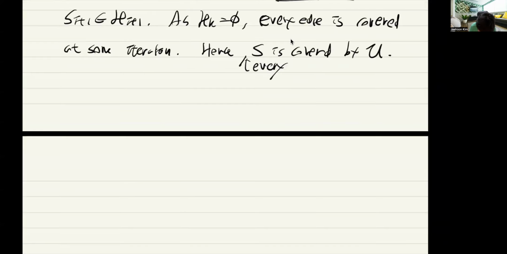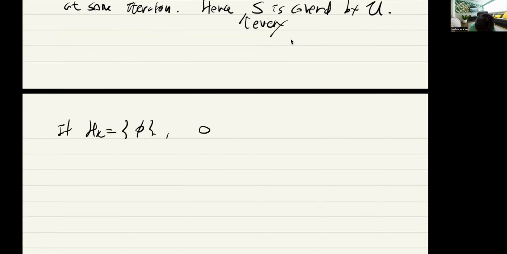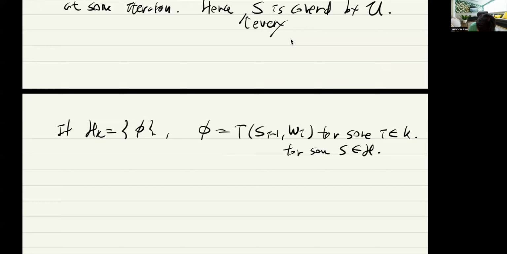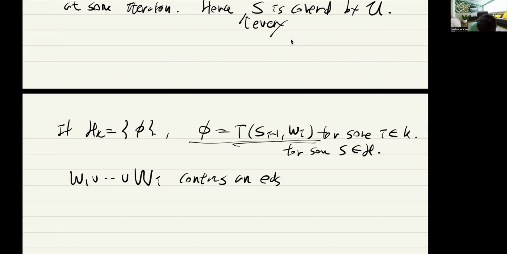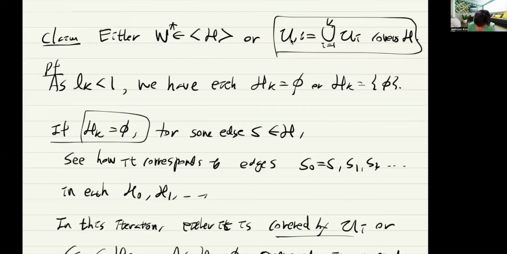And the other case: if this H_k contains one edge which is the empty set, that means the empty set is some S minus W_1 to W_i for some S in the family. And this implies that this minimum fragment is empty, which means that W_1 to W_i contains an edge of H, hence this W is in this increasing property generated by the hypergraph. So W contains an edge of H. So this claim holds.